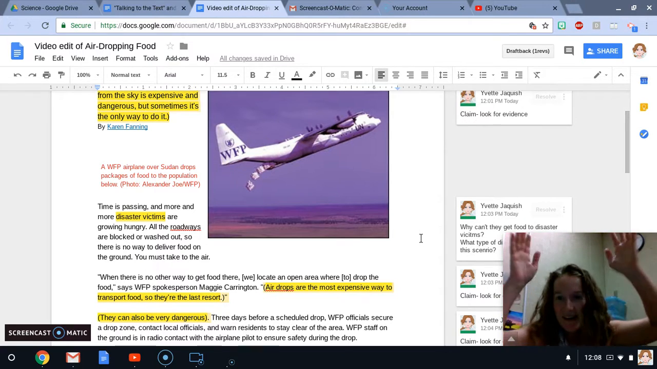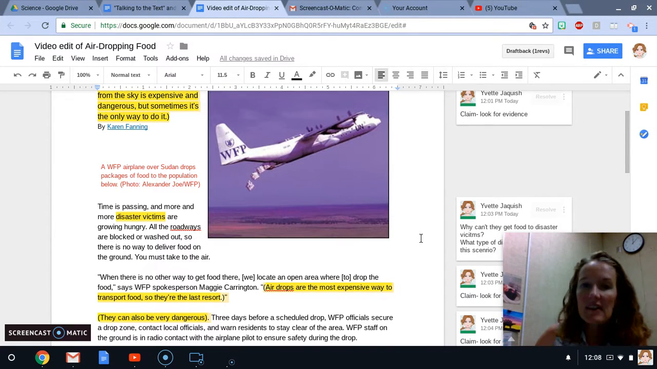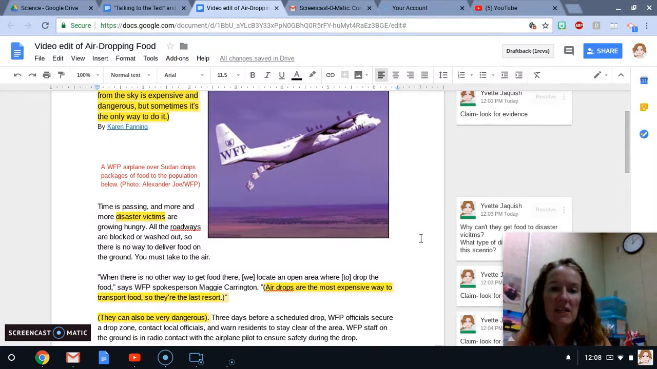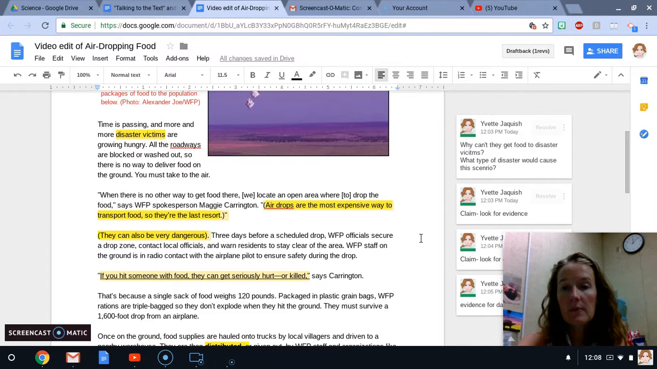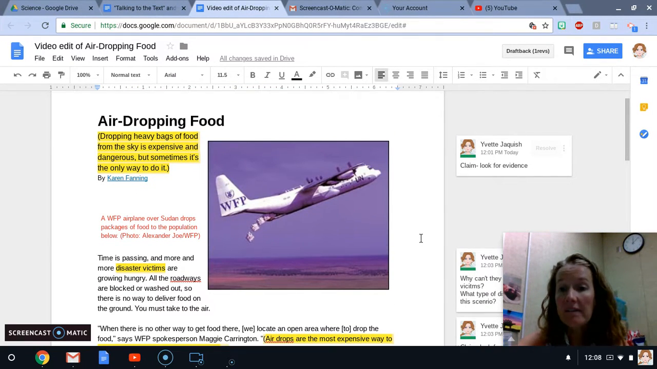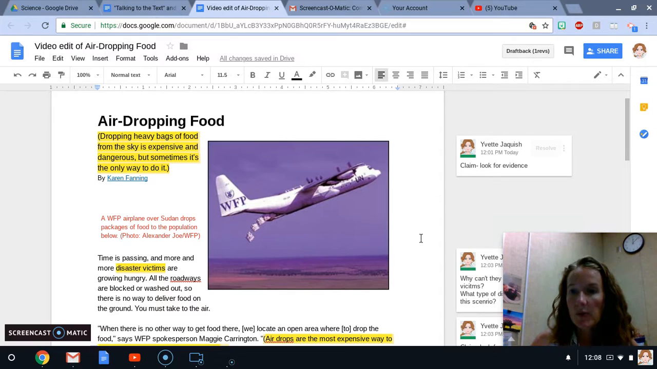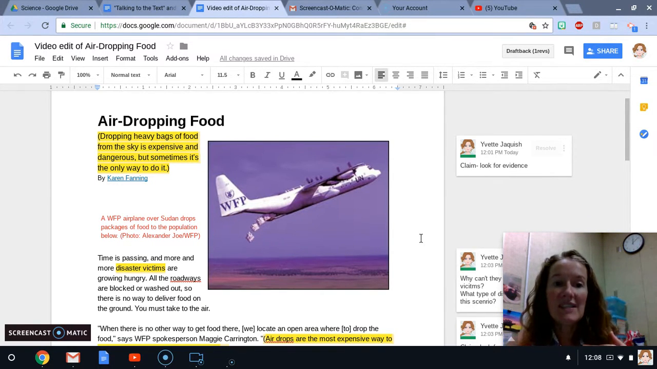Okay, lights back on. So that's just going to be the first read. Then you can go back and talk about things. Now we have come up with some various claims, right? You want the kids to look for evidence this next time through. So we have a claim. We claim that dropping food is dangerous, and we claim that it's the most expensive way to deliver food, right?